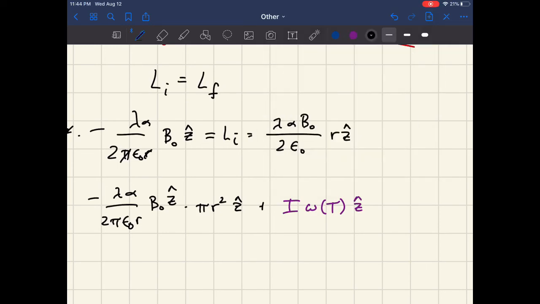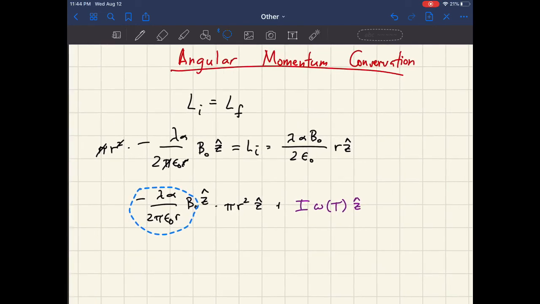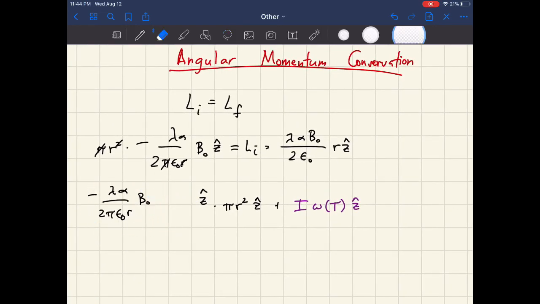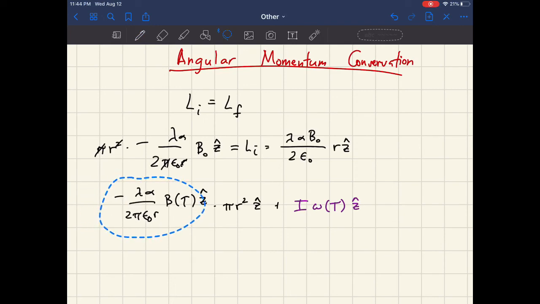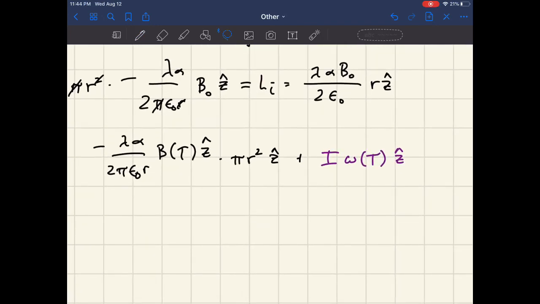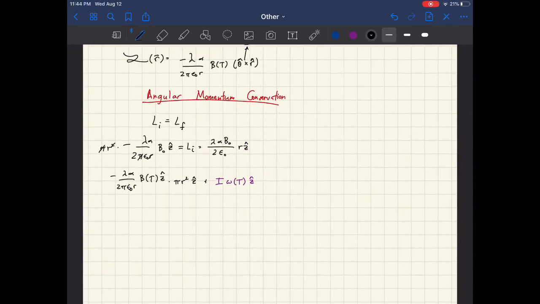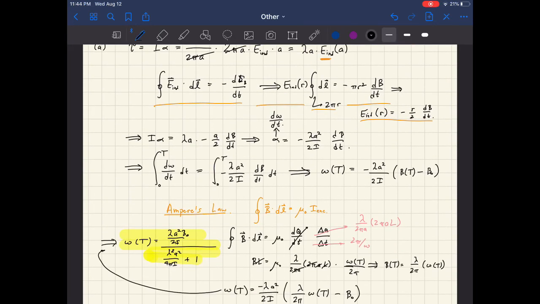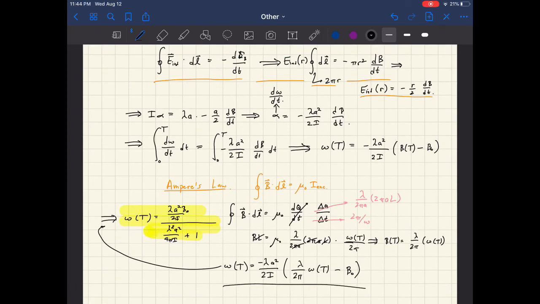And actually, I made a mistake right here. This shouldn't be B naught, so that should be B of t. Okay, so now that we have this, what exactly is I omega of t? Well, we already calculated that in our previous problem right here. So I'm just going to directly copy this formula.